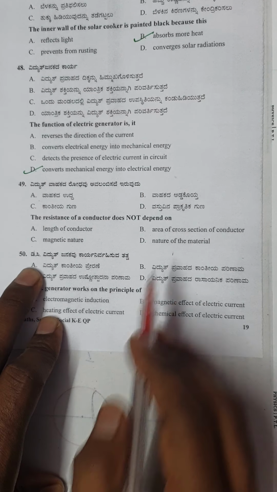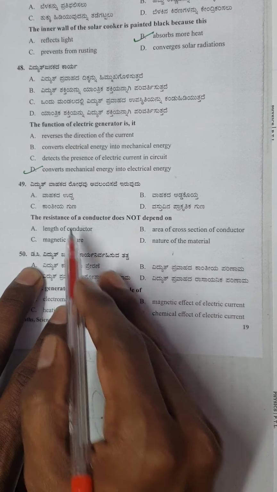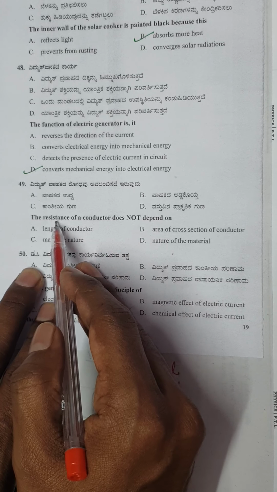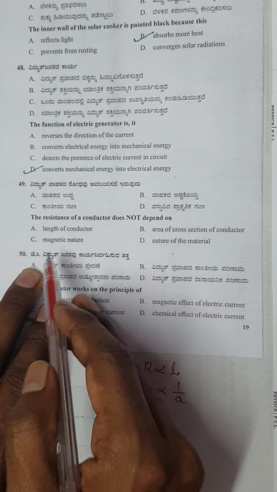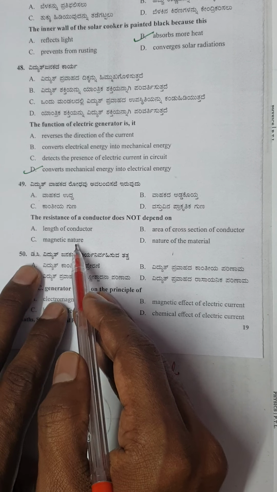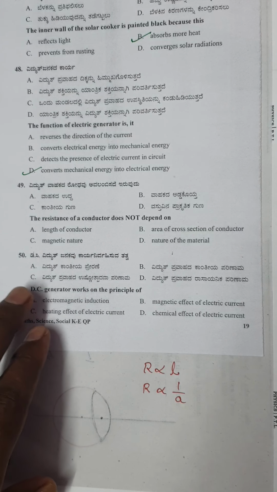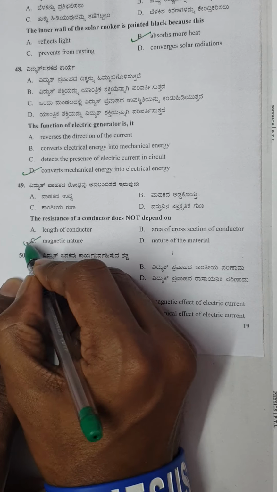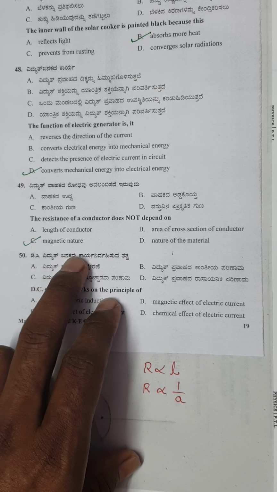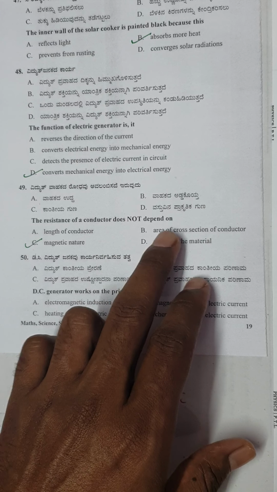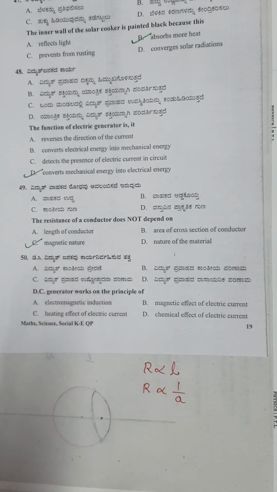Even the nature of the material, resistance also depends on the nature of the material, but resistance has nothing to do with the magnetic nature. I repeat, the resistance of a conductor has nothing to do with magnetic nature. Therefore, the right option would be option C, magnetic nature. So the resistance of a conductor does not depend on magnetic nature. That was question number 49.